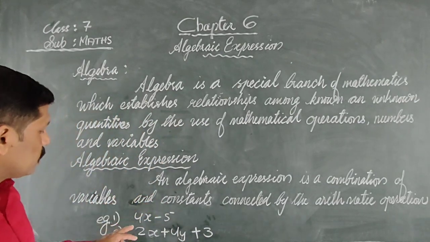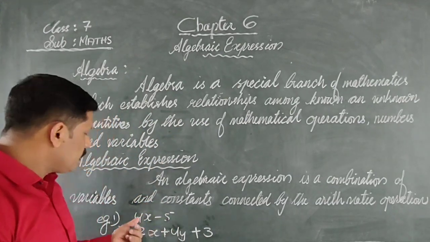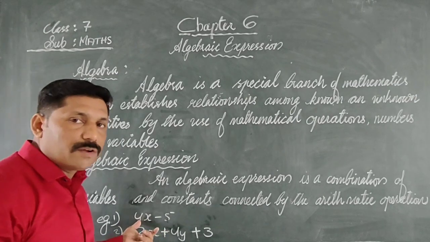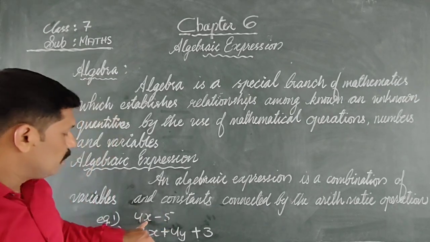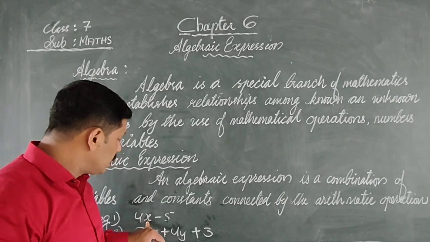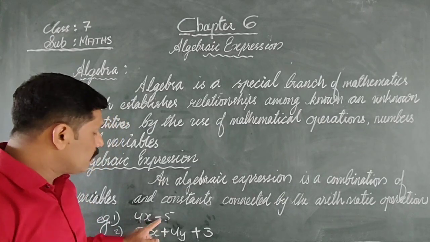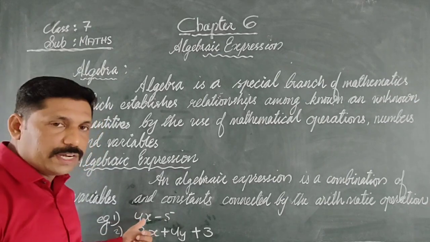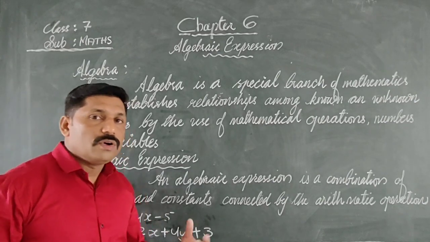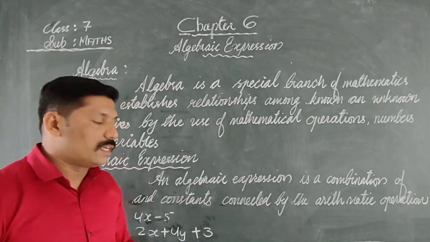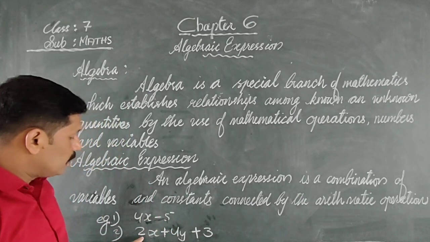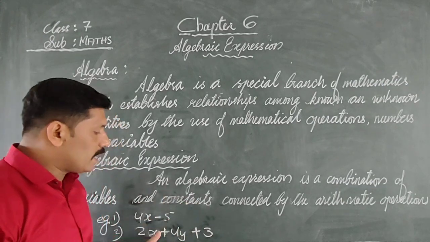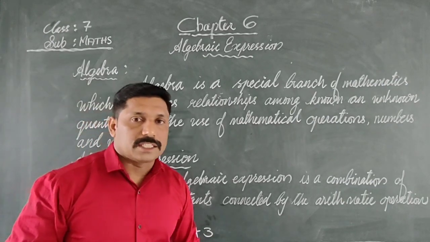Example, here you can see 4x minus 5. Here the constants 5 and 4, their values are fixed, they are called constants. The variable is the unknown value we represent using a letter or alphabet, and the mathematical operations: here subtraction is used, and 4x means 4 into x, multiplication is used. So a combination of all these is called an algebraic expression. Here, 2x plus 4y plus 3. These are examples of an algebraic expression.